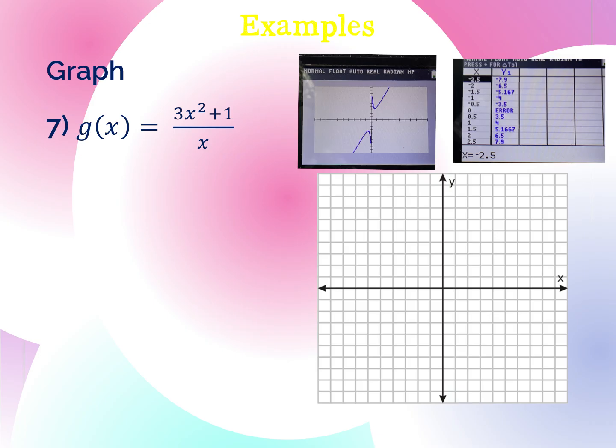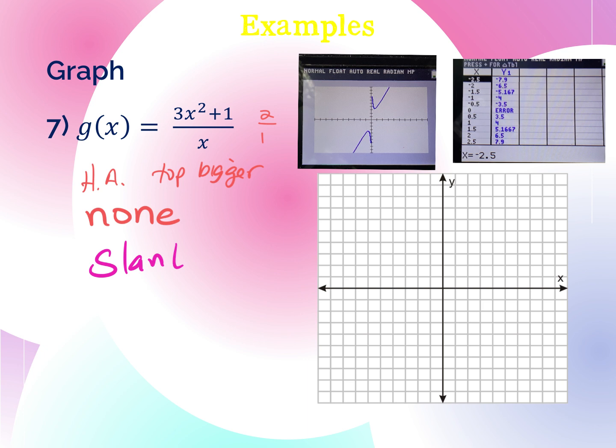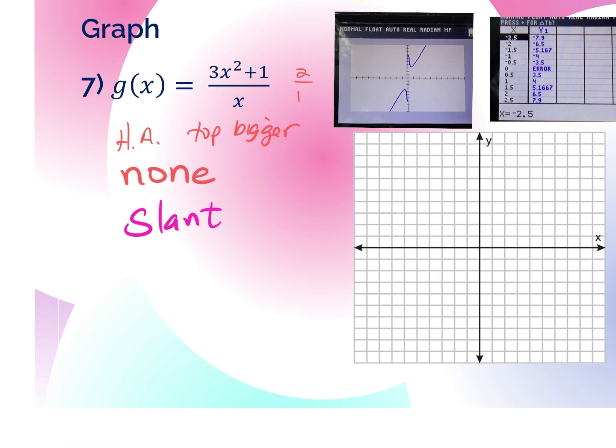Okay, and here's our last example. Again, we're going to do the horizontal first. So we're going to look at the degrees. This has a degree of 2. This has a degree of 1. So the top is bigger. So for the horizontal, it's none. But since the top is 1 larger, we do have a slant. And we need to do long division. So again, remember when you do long division, we need to hold the place of every single term.